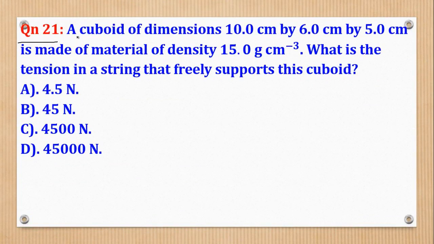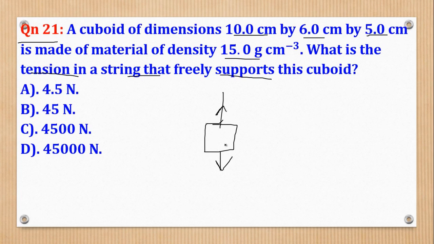Then question 21. A cuboid of dimensions 10 centimeters by 6 centimeters by 5 centimeters is made of a material of density 15 grams per centimeter cubed. What is the tension in a string that freely supports the cuboid? So there is a string, it supports the cuboid. So the weight will be equal to the tension.